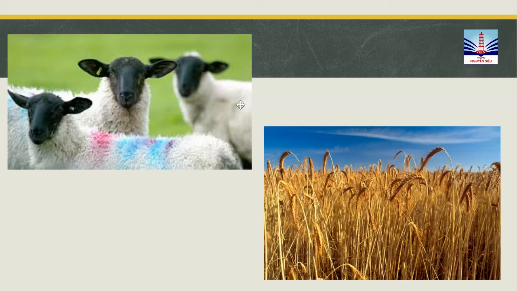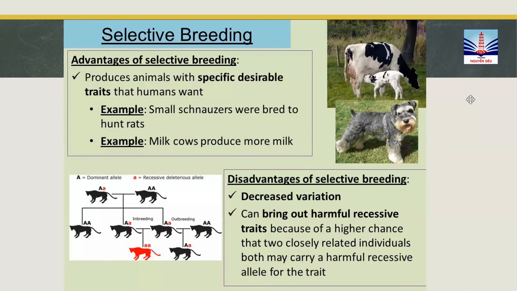Right. Of course, selective breeding is a method, so it has pros and cons. Some advantages of selective breeding include, its main advantage is to produce animals with specific desirable traits. That's what I mentioned earlier in the definition, that us humans want, maybe to improve our lives, maybe make more money and whatever. Some examples, small schnauzers, which are a kind of dog, I think, were better to hunt rats, or maybe the simplest one, which is cows producing milk.